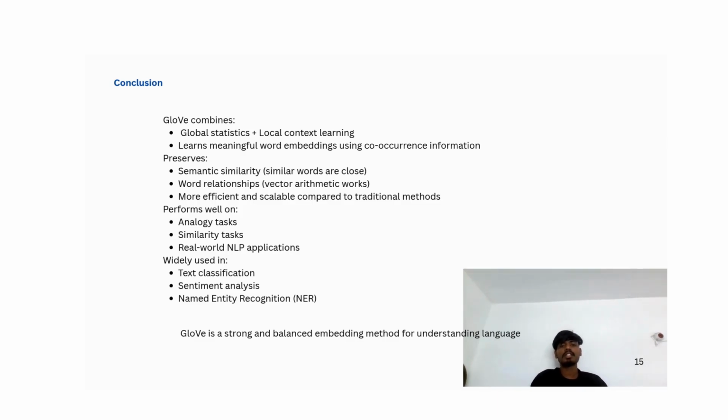GloVe also captures similarities between words and relationships between every word effectively, which makes it useful for many NLP tasks.